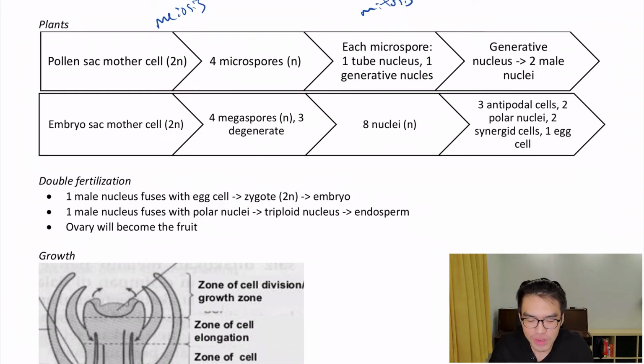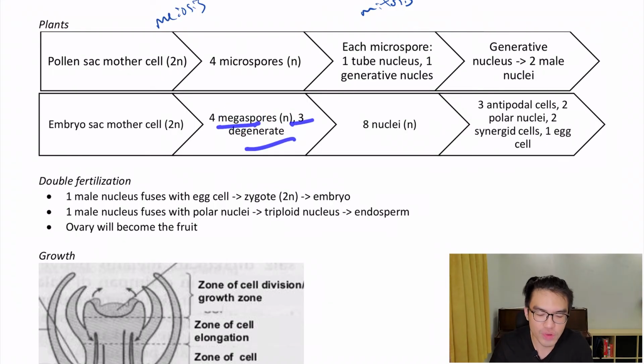So in males, you have the pollen sac mother cell. In females, you have the embryo sac mother cell. They will become four microspores and four megaspores. Remember, the male ones are always smaller. Sperm is very small, that's why we say microspore. Ovum is very big, that's why we call it megaspore. So we only use one megaspore, the other three will degenerate.